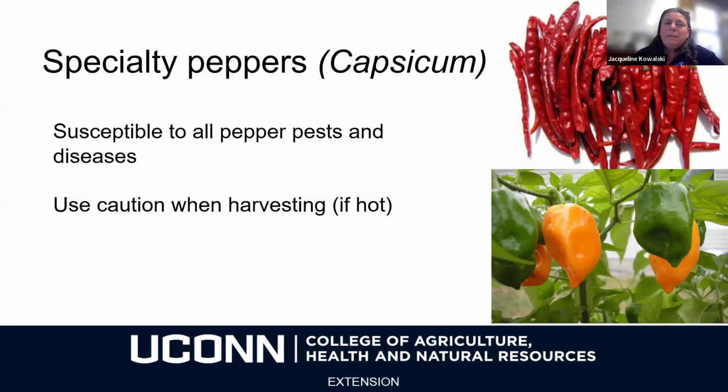They are susceptible to pepper pests and diseases, and you really do need to use caution if you're harvesting hot peppers. Now, there are some peppers, the agridulce types, that can look like habaneros and Scotch bonnets, but they are sweet, and the trained eye can tell the difference between them. But the seeds all look the same in general when you're planting them. But again, a lot of opportunity to try out these peppers.